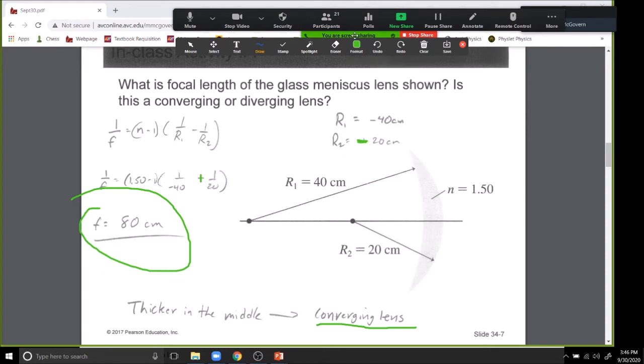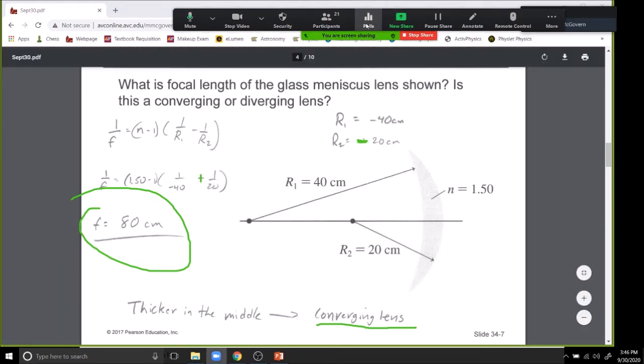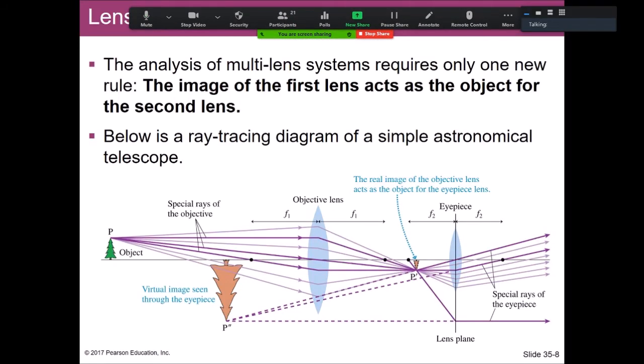Okay, let's do lenses in combo now. Let's look at this. Here's the example I was telling you about earlier: a combination of lenses. I've said this a million times, and I'll just say it again: the image formed by the first lens will act as the object for the second lens. So you're really solving 2 problems here.